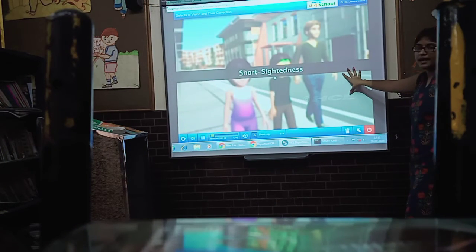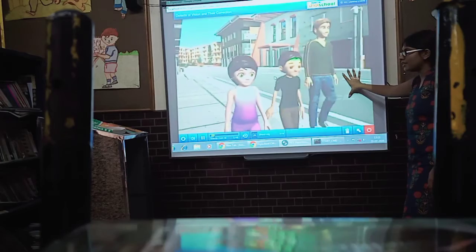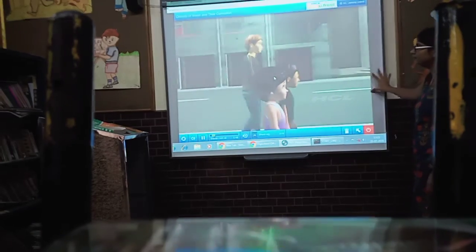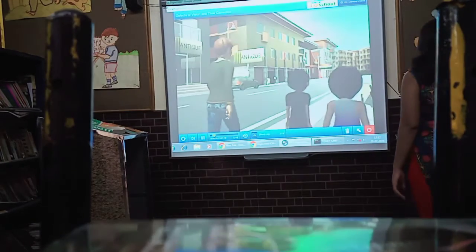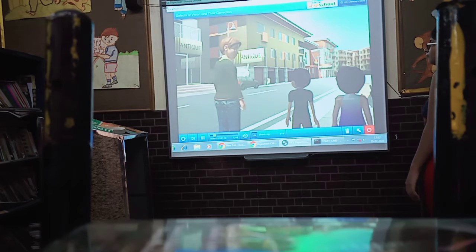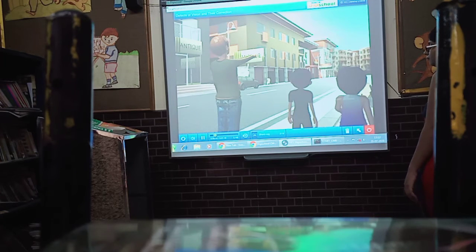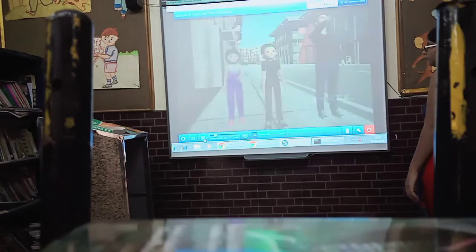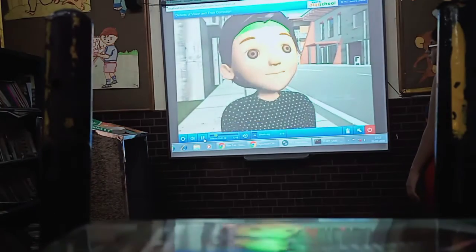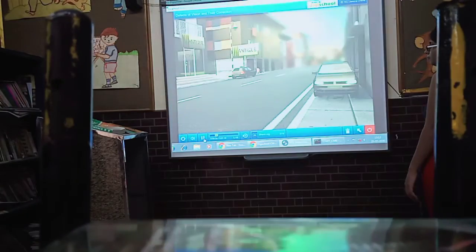First is short-sightedness. What happens in short-sightedness? Tony and his friends were walking in a market street while Tony points to a distant restaurant. Tony is able to read all the signboards, while his friend is able to read the nearby signboard but not the name of the distant restaurant.